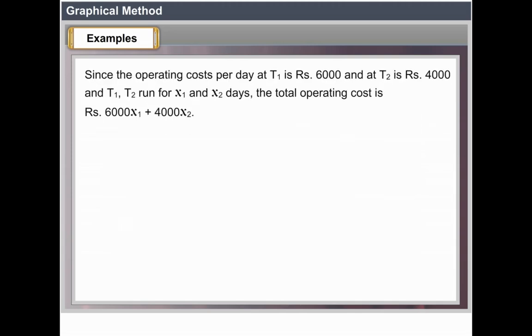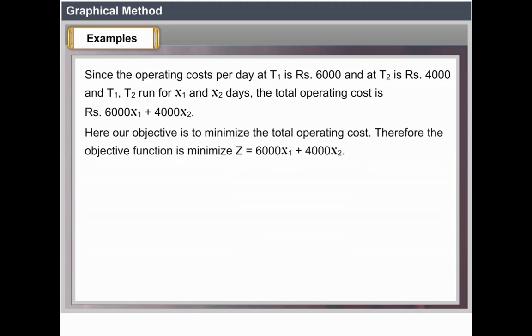Since the operating cost per day at T1 is rupees 6,000 and at T2 is rupees 4,000, and T1, T2 run for x1 and x2 days, the total operating cost is rupees 6,000 x1 plus rupees 4,000 x2. Here our objective is to minimize the total operating cost. Therefore the objective function is minimize z equal to 6,000 x1 plus 4,000 x2.